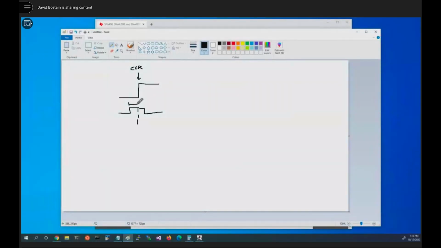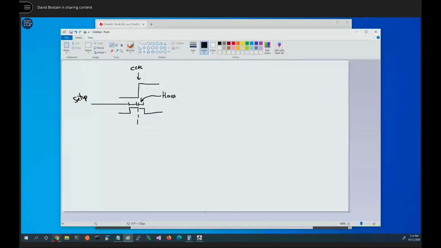The time right here, up until the signal, is called setup time. The time afterwards is called hold time. Now, we need to maintain those in spec.